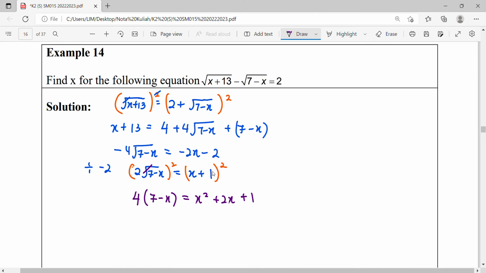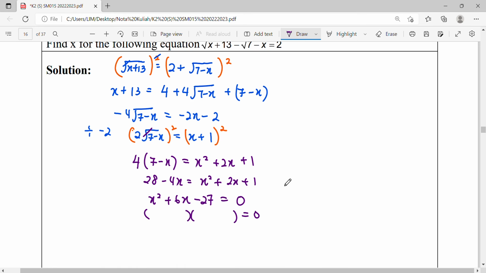So our equation here will come to the status of quadratic. You can see quadratic is in the term of x squared something. What we need to do is expand, rearrange and factorize so that we can get x. So expand this. Rearrange the quadratic, move this negative 4x to the right hand side, give you positive 6x. 28, move to the right hand side is negative 27 equals 0. Our quadratic is ready to factorize already. Here we get x equals 3 and x equals negative 9.